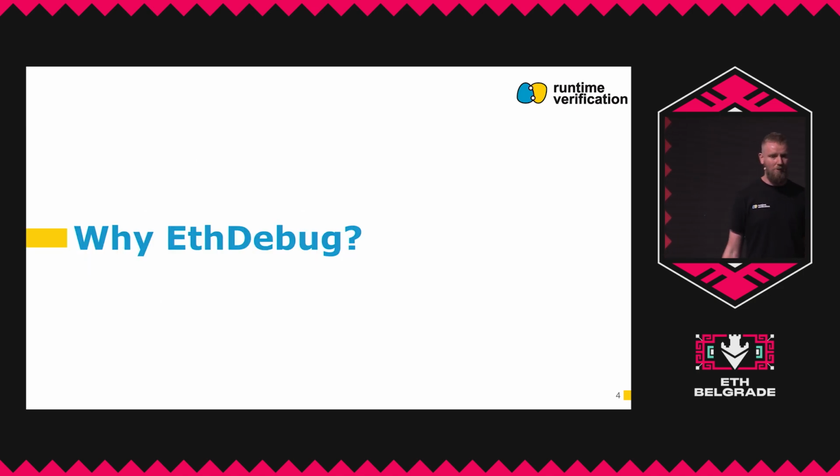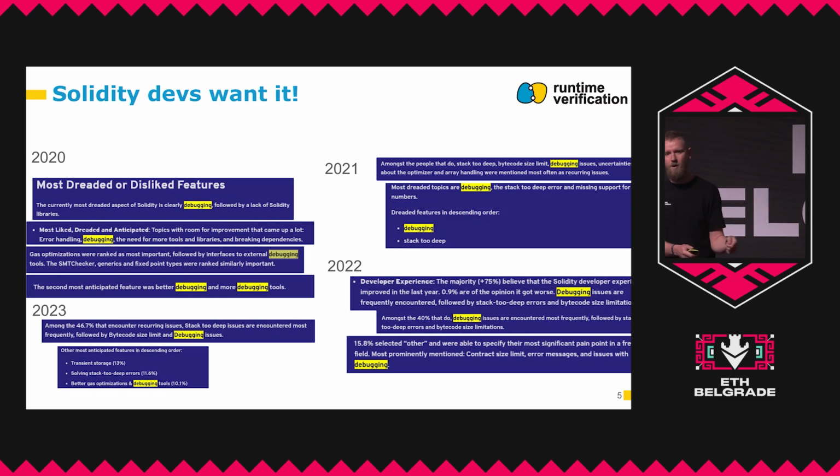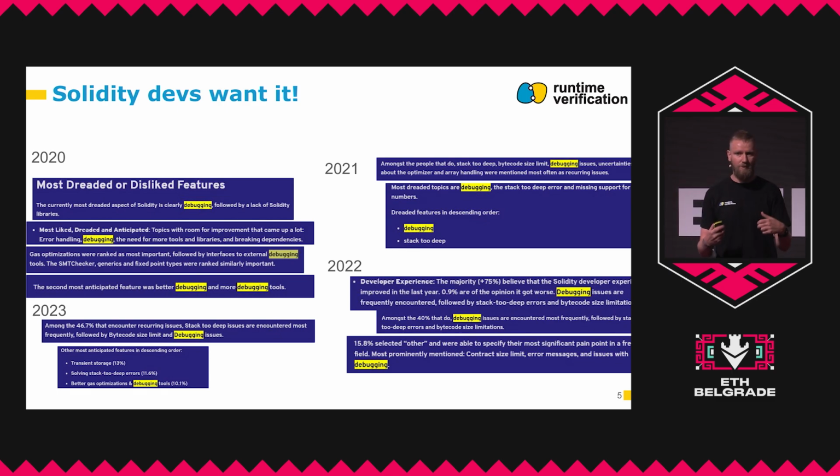All right, so why ETH debug? Let's start with the motivation. Why do we need it? Well, we have an annual Solidity developer survey where we ask developers what their pain points are. And since 2020, every year again, debugging shows up as one of the most dreaded aspects of Solidity. 2024 is not on this slide, but I can spoil you, it showed up again. The goal is that it should not show up next year again. We finally need to solve this longest-standing developer experience problem that Solidity devs are having. And this is really what we're trying to solve here.